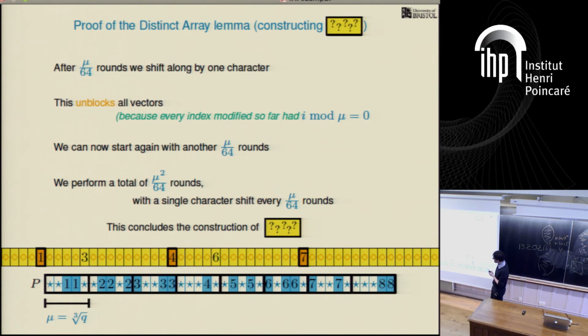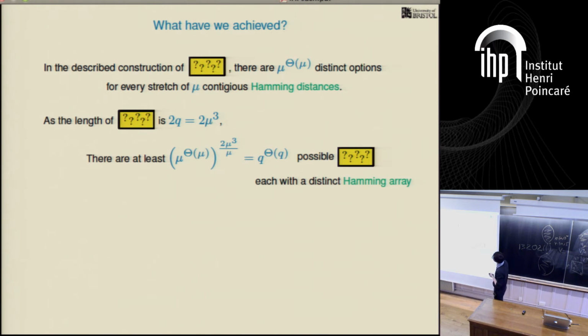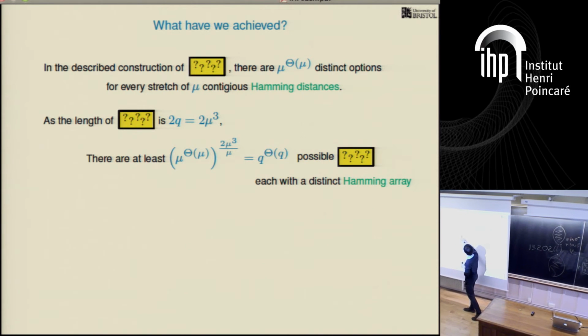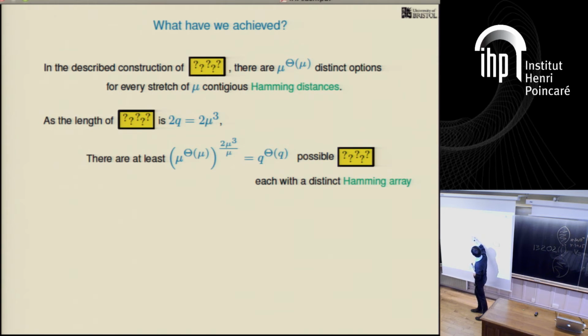So, yeah, this is actually the full construction of both P and the blocks. So what have we achieved? This construction of a block gives you mu to the power of theta mu distinct options for every stretch of mu contiguous Hamming distances. I get mu to the mu different options of all of the possible set of outputs for length mu. The length of this thing is 2q, which is equal to 2 mu cubed. So there are at least this many possible things.